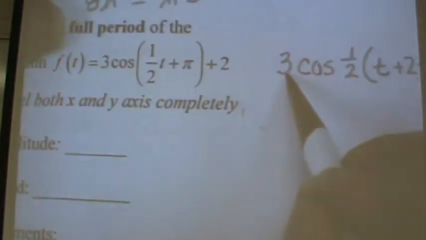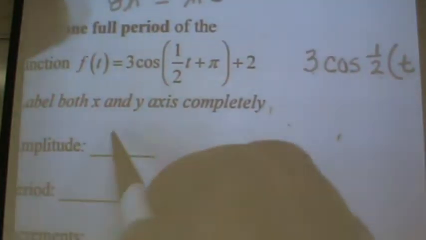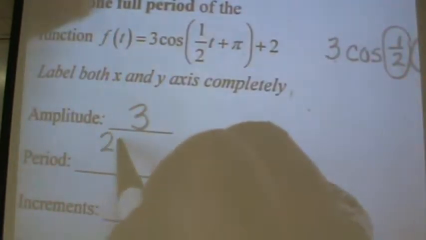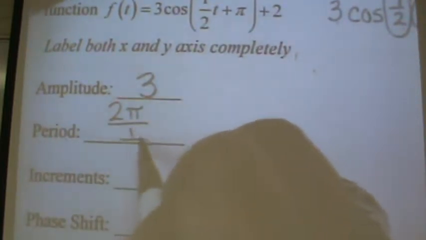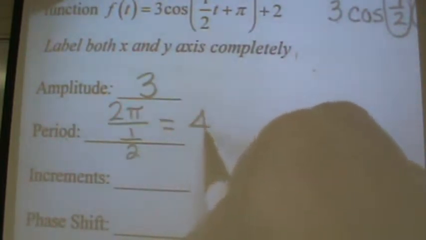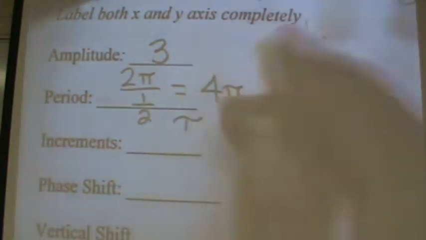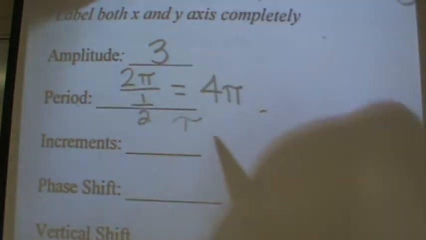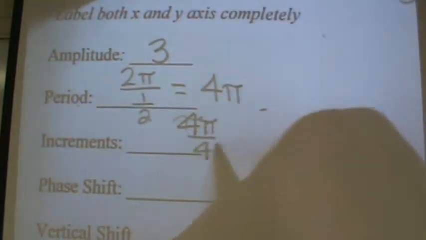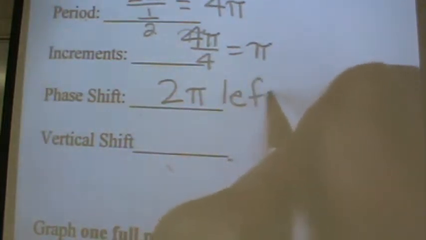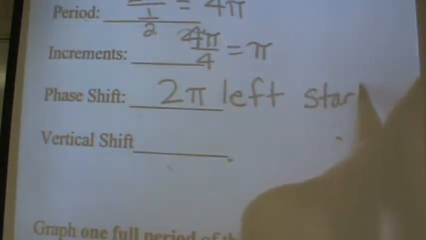So this is going to be a vertical stretch by 3, or amplitude of 3. The period, this is your b value right here. You're going to take 2 pi and divide it by b, which means this is really 4 pi. That's your period. The increments, you take this and cut it into 4 parts. So take this 4 pi divided by 4, so your increments are pi. This is a phase shift of 2 pi to the left. This is your start position. And the vertical shift is 2 up.